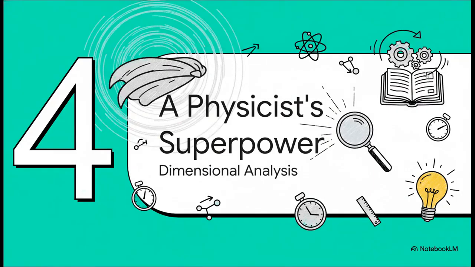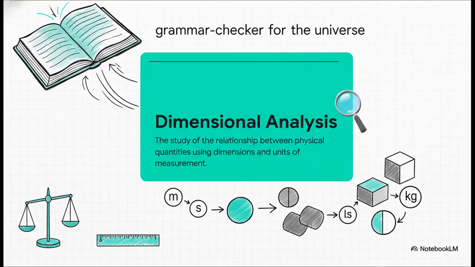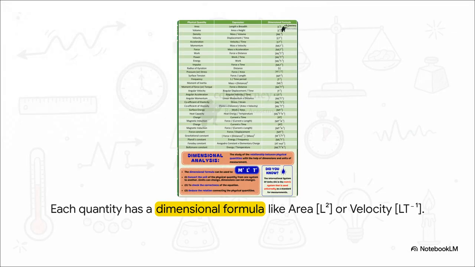Okay, so we have our letters, our words, and our grammar. Now for the really, really cool part. Mastering this language gives you a kind of superpower. A tool so powerful it lets you check your work and even discover new relationships in physics. This superpower has a name, dimensional analysis. And it's basically the ultimate grammar checker for the universe. It's a way of looking at how different physical quantities are related, just by breaking them down into their fundamental building blocks, their dimensions.